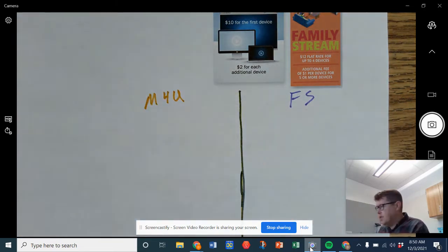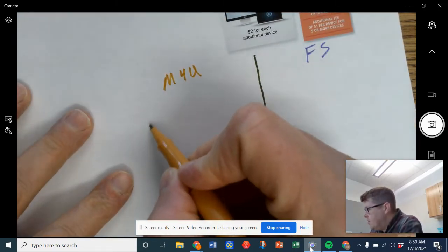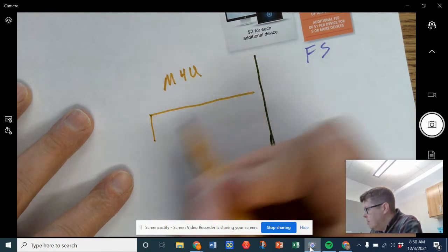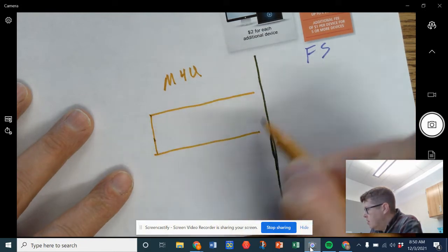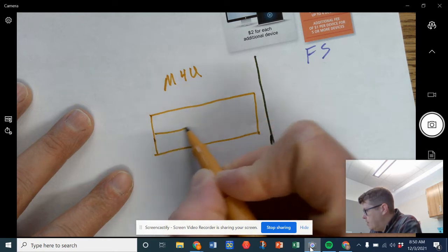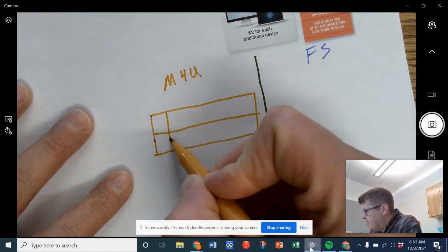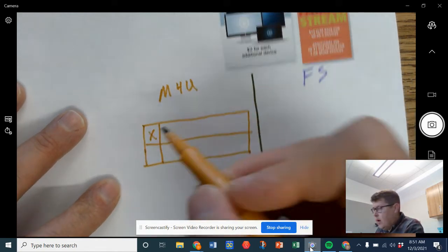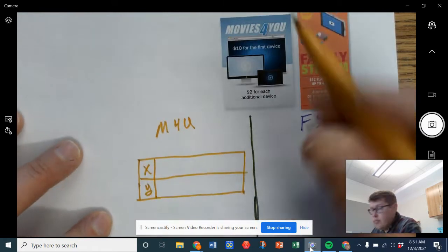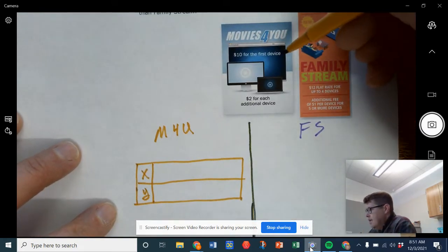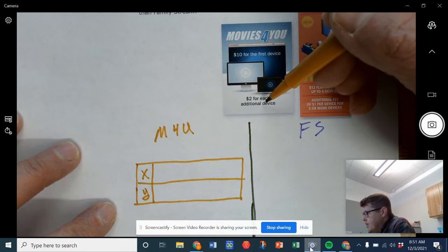Just organization-wise, I'm going to put both of these in tables so we can see what's going on, right? X is going to be the number of devices, and Y is going to be the total cost per month, right? So Movies for You charges $10 for the first device and then $2 for each additional device.